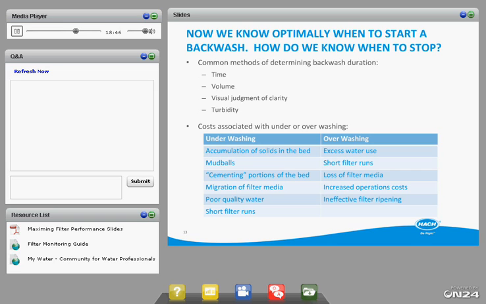Now, overwashing can be no better than underwashing. The excess use of water is certainly a concern in some of the arid areas of the United States. Shorter filter runs or even the loss of filter media are some of the consequences that can come with overwashing as well. In addition, there's the increased operations cost in general, both in labor and in the resources to execute the backwash itself, and an ineffective filter ripening, as the filters must take in more particulate to begin effectively filtering the water that's flowing through.